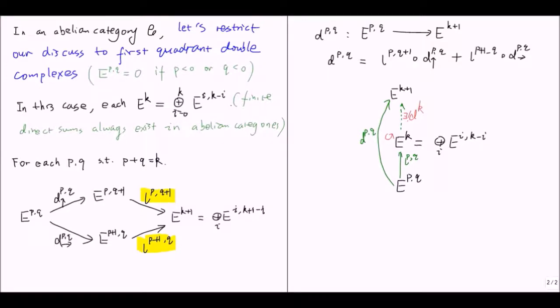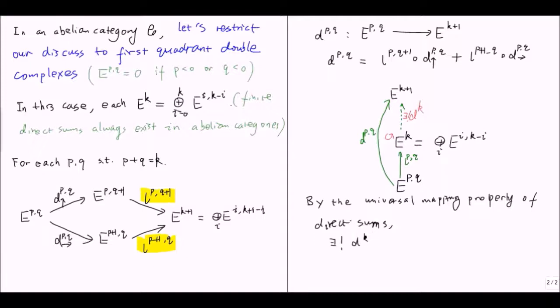So if we write this process down, we can say by the universal mapping property of direct sums, there exists a unique map d^k from E^k to E^{k+1} such that d^k composed with iota_{pq} is equal to d_{pq} for any p, q such that p plus q is equal to k.